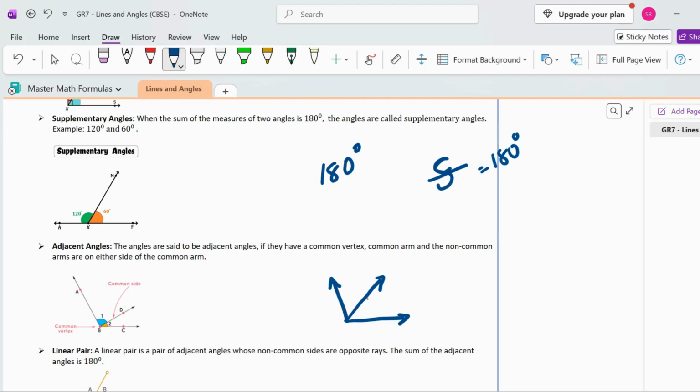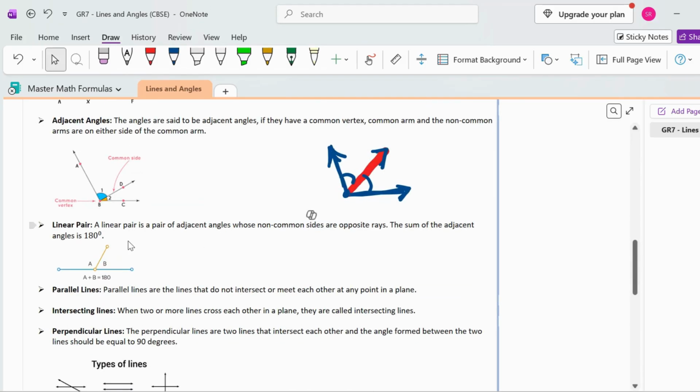This is your common arm which I have highlighted in red and then these are your non-common arms which are extending in two different directions. So then these two angles are said to be adjacent when they have a common vertex. The vertex is also common vertex, common arm and non-common arms on either side of the common arm.